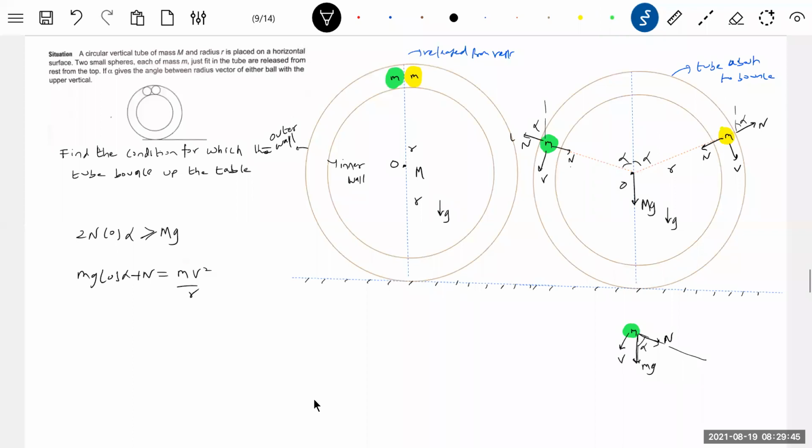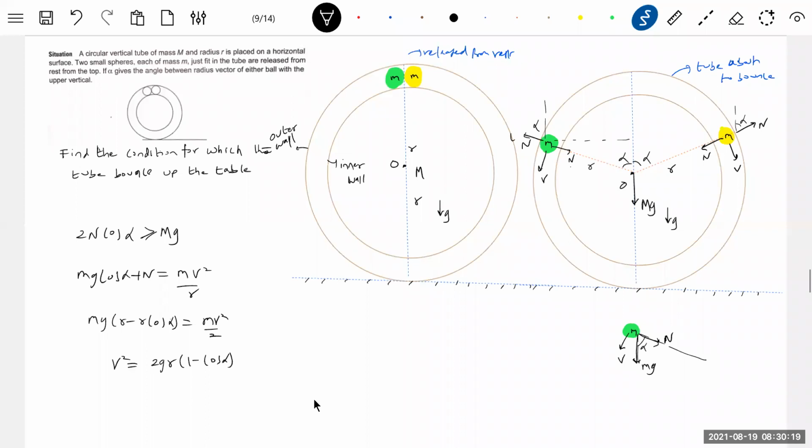But we don't know v, what to do? Because we need N, and for that N we need v. How to bring v? So what is the height it will descend? How much height will it descend? R minus r cos alpha. What is v square? v square will be 2gr times 1 minus cos alpha.